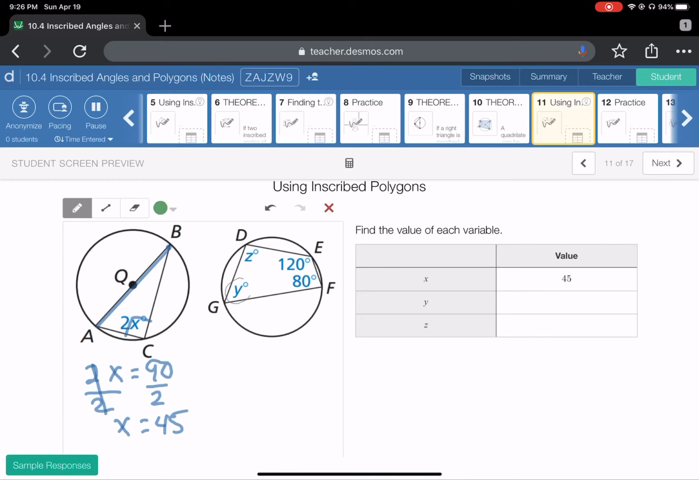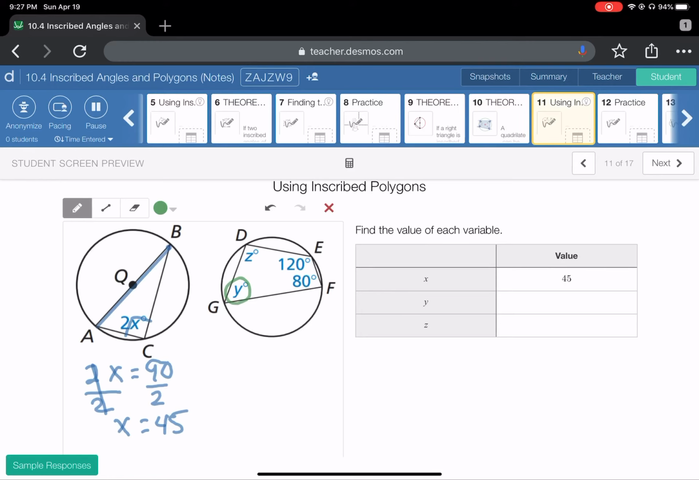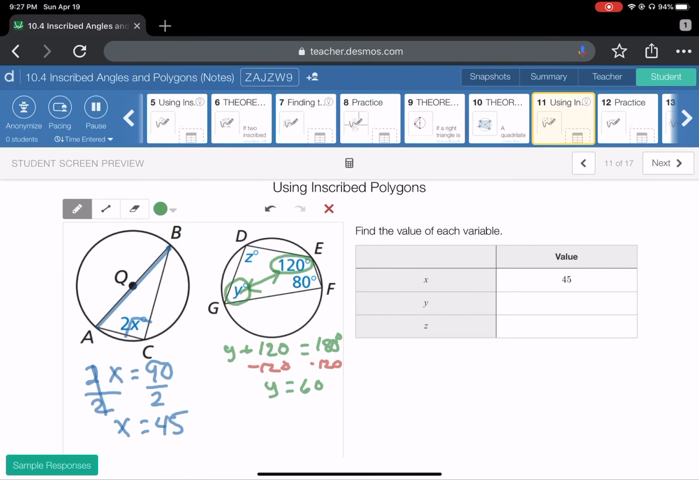Next, let's solve for y. We're going to use the other theorem, which is the inscribed quadrilateral theorem. If I have a quadrilateral that's inscribed, then I know that the angles that are opposite of each other have to add up to 180. So y plus 120 has to be equal to 180 because they have to be supplementary. I'm going to subtract 120 to solve for y. So I know that angle y is equal to 60 degrees.